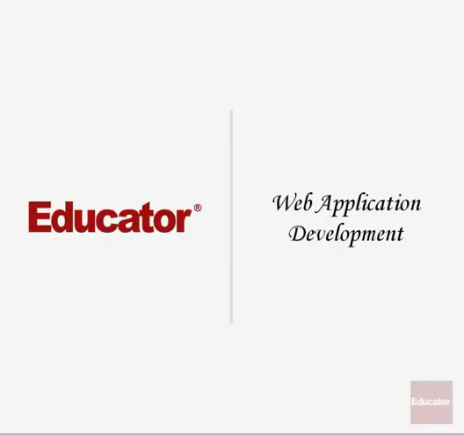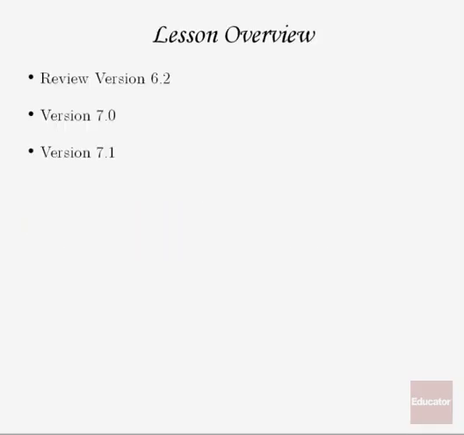In today's lesson, we're going to be continuing development of our web application, incorporating some of the concepts we've learned in our last few lessons. First, we're going to start off by reviewing what our last version of the web app looked like, which was version 6.2, and then we're going to go through two revisions in this lesson. We're going to upgrade to a version 7.0 and a version 7.1.